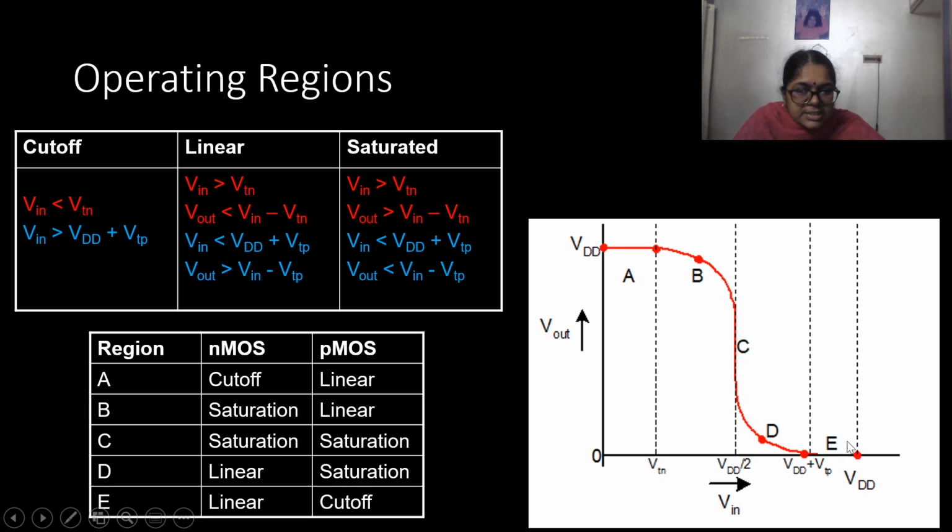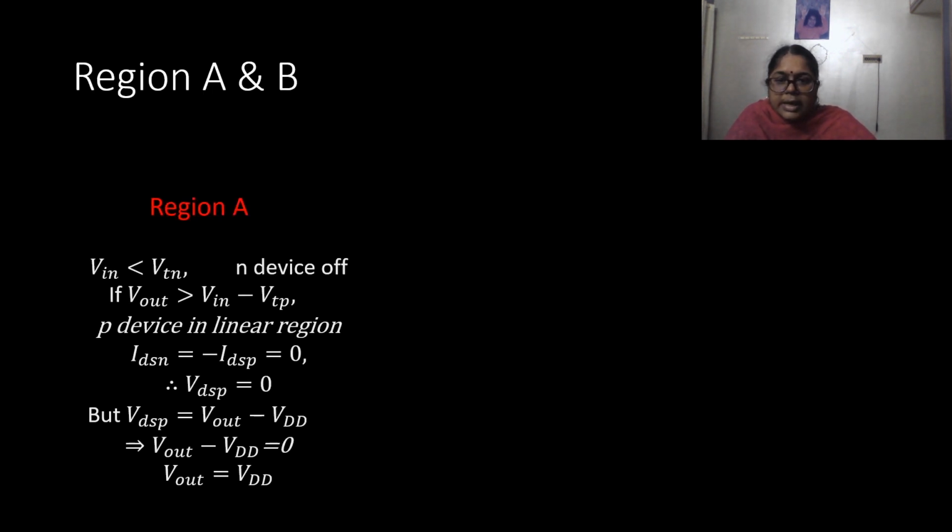Similarly, the pMOS transistor in region E is cut off because the input voltage is VDD. And in regions D and C, the pMOS is in saturation region. A and B, it is in linear region. We will try to see that whatever regions of operation we have just now indicated are true. Now, region A, Vin is less than VTN, so the nMOS transistor is off, or it will be in cutoff region.